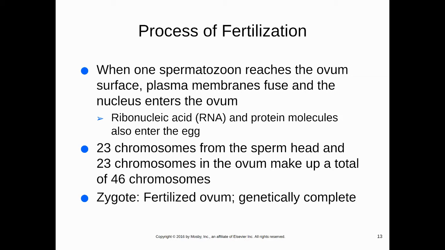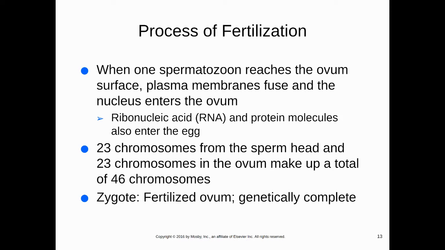So again, we want to make sure that we know that we have the plasma membranes and the nucleus enters into the ovum. Essentially, these two sets of chromosomes come together and make the 46 chromosomes that you need to have a fertilized zygote. That means that it's genetically complete at that point. It's no longer a haploid, it is a zygote, or a diploid.